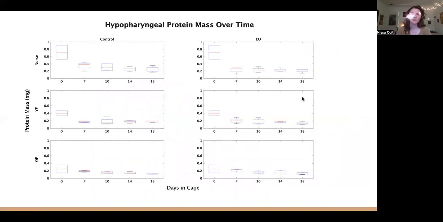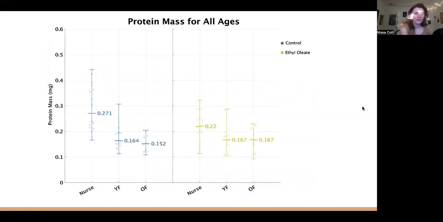So the same was true for the hypopharyngeal gland mass. The nurses started out higher and they went down. Young foragers were in the middle, and old foragers were the lowest, and it wasn't really affected by ethyl oleate. So as I said, this is the same thing. Nurses were the highest. It looks like it's even a little bit lower here in ethyl oleate, but none of these values were significant, which means that it could have been due to random chance and can't be confidently attributed to the ethyl oleate causing these changes.